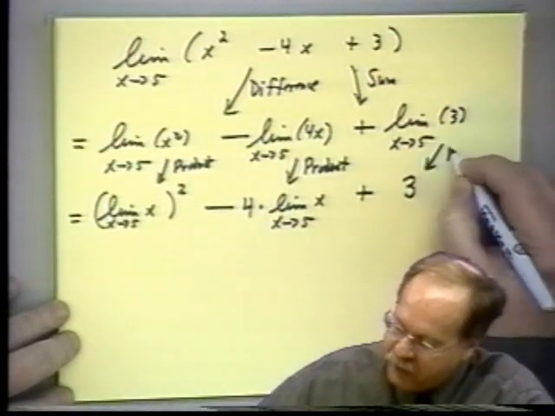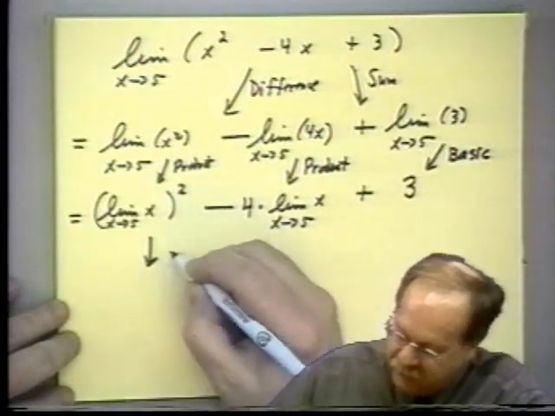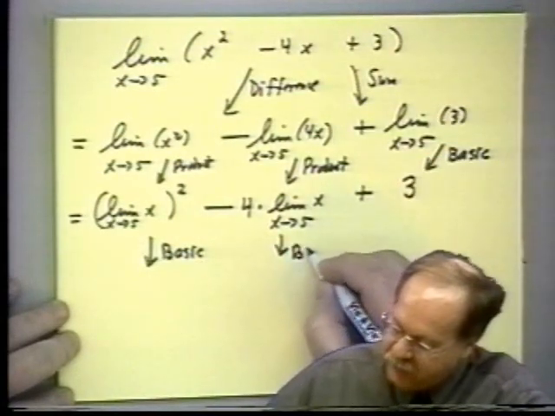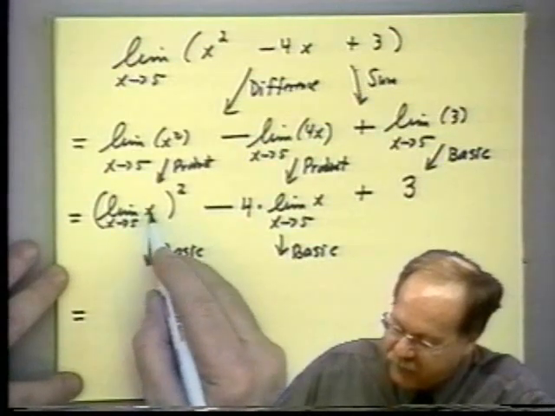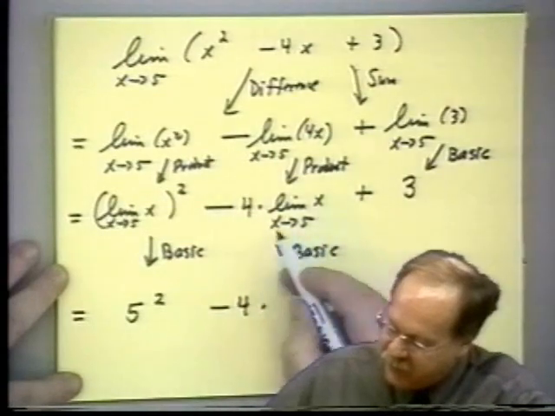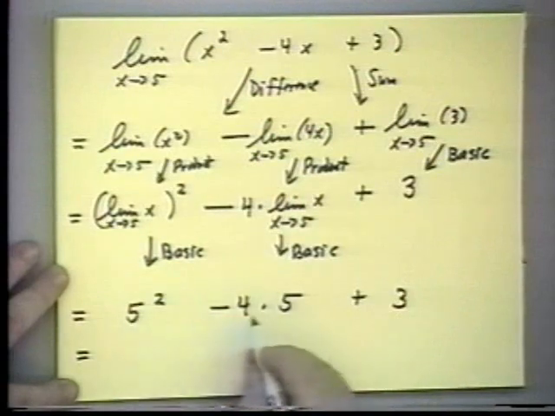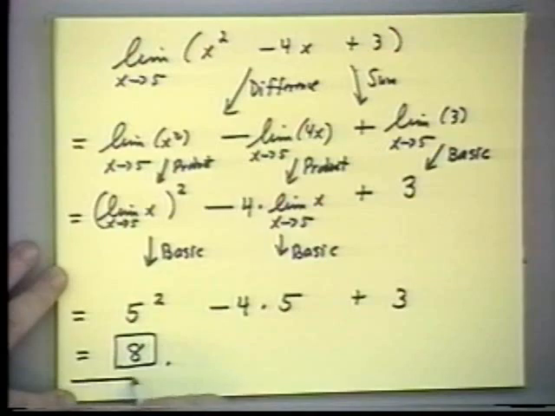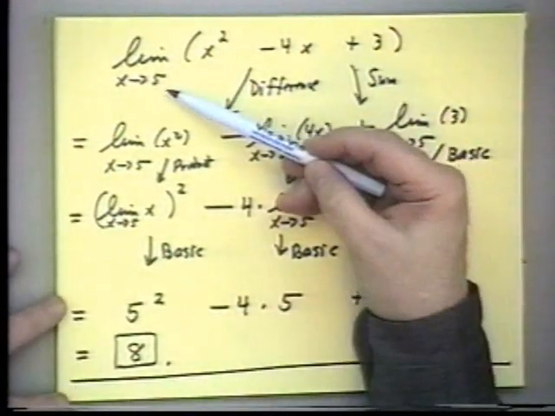So if we want to put a note here, we can say this is from a basic limit. Both of these now are basic limits. That's the limit of x, and this is also the limit of x. So this becomes, as x approaches 5, the limit of x is 5. That's 5 squared, minus 4 times the limit of x as x approaches 5 is 5, plus 3. And so that's 25 minus 20 plus 3 is going to give you 8. There is the value of the limit of this original polynomial as x approaches 5.